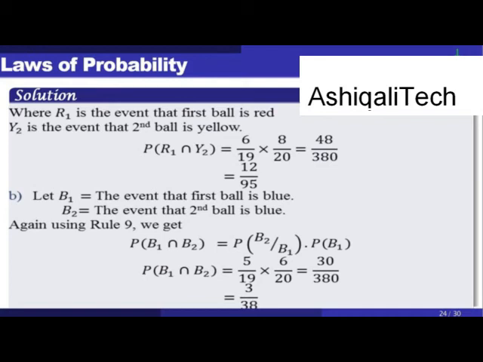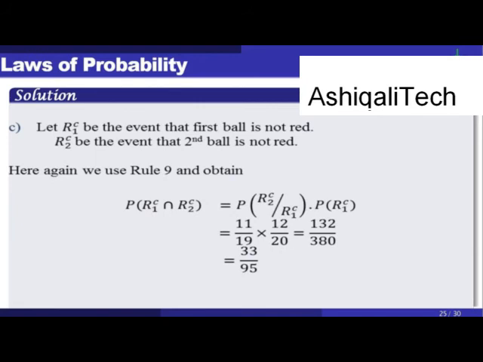Now going back to part B. Let B1 be the event that the first ball is blue and B2 be the event that the second ball is also blue. So again we use rule number 9. We get probability of B1 intersection B2 is equal to probability of B2 given B1 times probability of B1. Now probability of B2 given B1 is 5 by 19 and probability of B1 is 6 by 20. So it will be 30 by 380. So it will be 3 by 38.